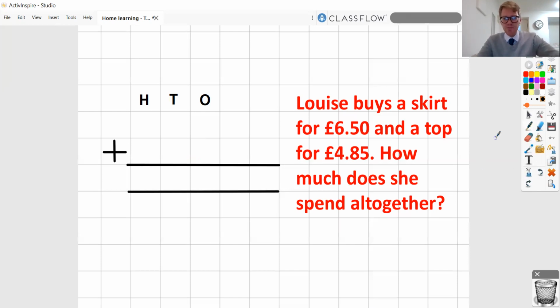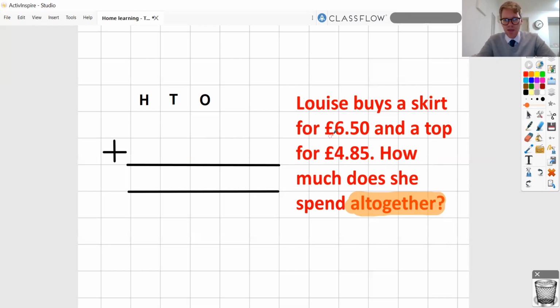So this one says, Louise buys a skirt for £6.50 and a top for £4.85. Bargain hunter. I like it, Louise. So let's put it into our column addition grid here. Oh, sorry, I missed off the last bit. How much does she spend altogether? And of course, that altogether bit really is crucial. I shouldn't have glossed over that. This, how much does she spend altogether, tells us that this is an addition problem. It's saying it wants to find the answer to £6.50 plus £4.85. How much is that altogether when we've added them?